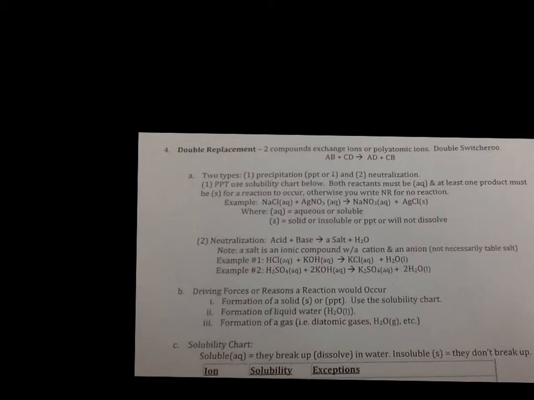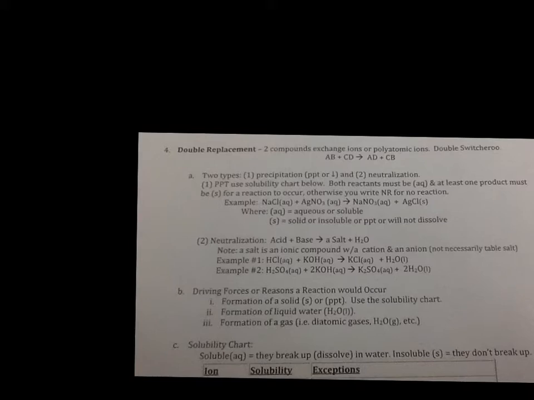This is a podcast on double replacement. So double replacement is when you have two compounds and two things switch. So the A and the C switch place or the B and the D switch place. You can choose however you want to look at it. But since A is first, it has to be first on that side.